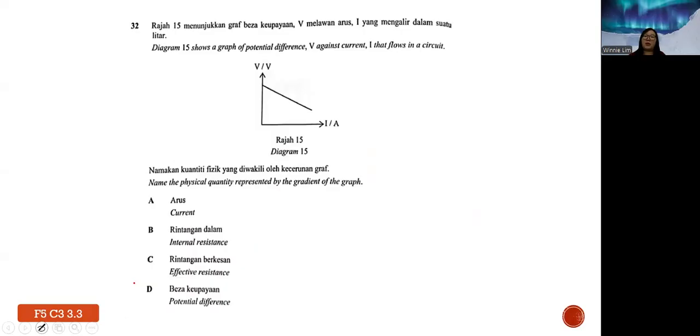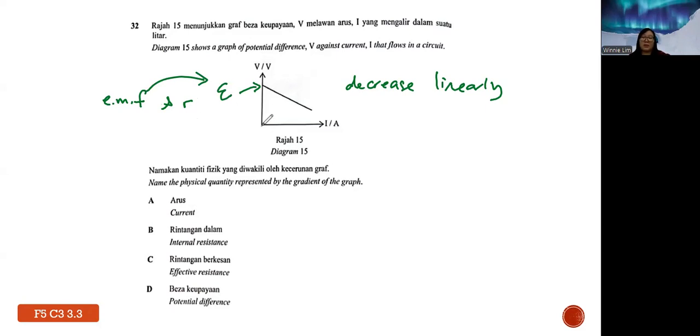32. Diagram 15 shows a graph of potential difference against current. What is the physical quantity represented by the gradient of the graph? So for information, the line here decreases linearly. This idea of decreasing linearly comes under the concept of electromotive force and internal resistance. The y-intercept is actually the EMF, when in open circuit the current is 0. And then the gradient itself is actually the internal resistance, negative internal resistance. So the answer is B.